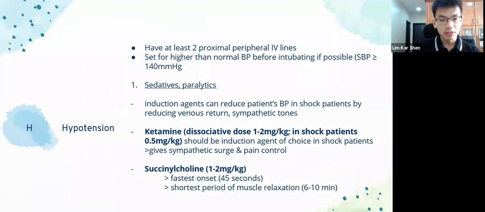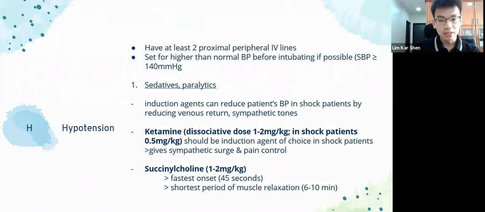In hypotension, we have to have at least 2 proximal peripheral IV lines, and set a higher than normal blood pressure before intubating if possible, maintaining a systolic blood pressure more than 140 millimeters of mercury. We aim for low sedation and high paralytics.